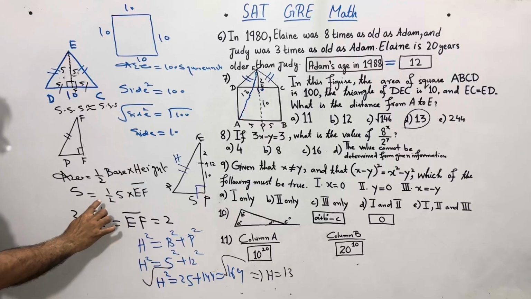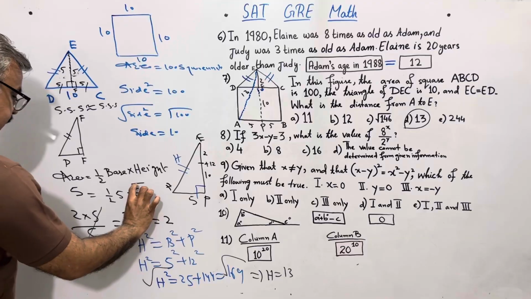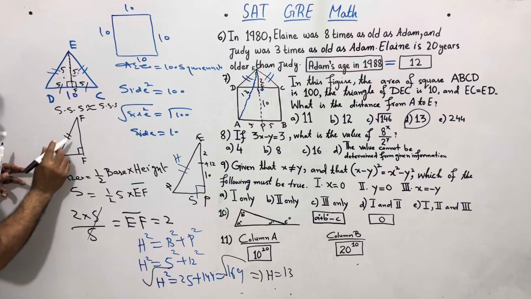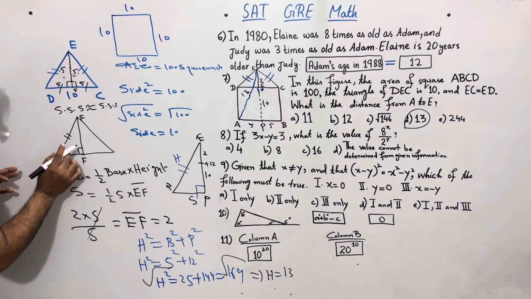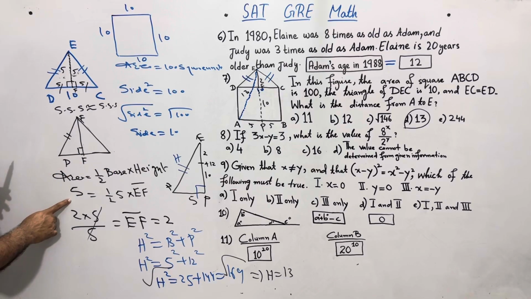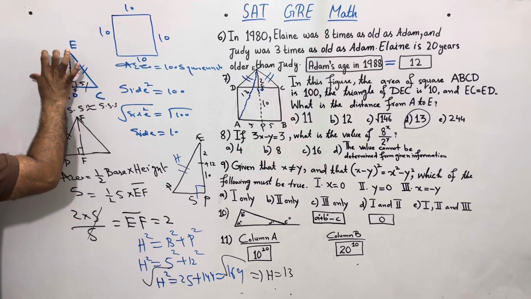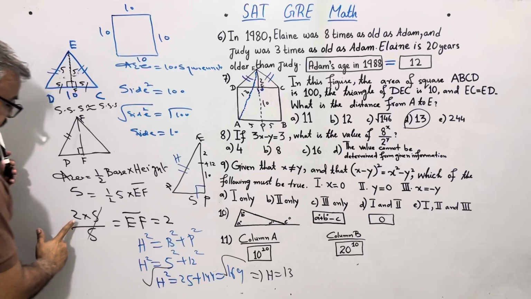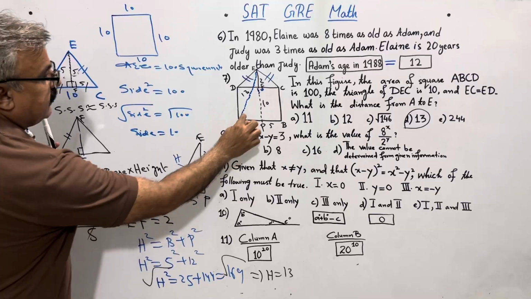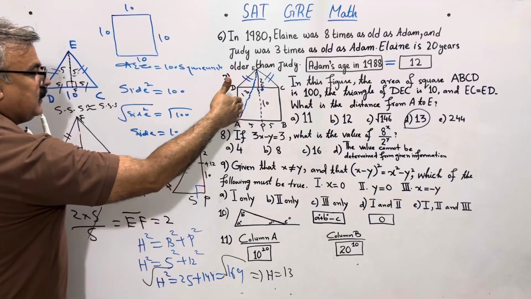So we have used the formula one half base times height. The height is EF, which we are interested in, and we have taken 5 instead of 10 because we have taken only one half of the original triangle. Both are congruent and equal. Solving for EF, we get EF equal to 2.